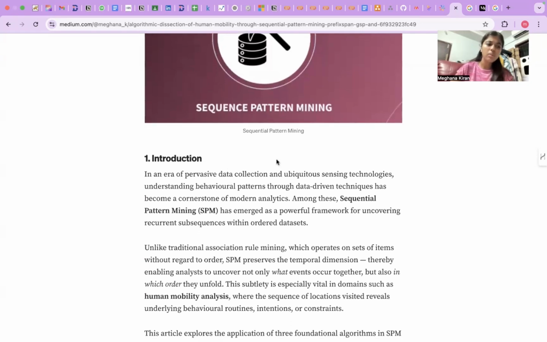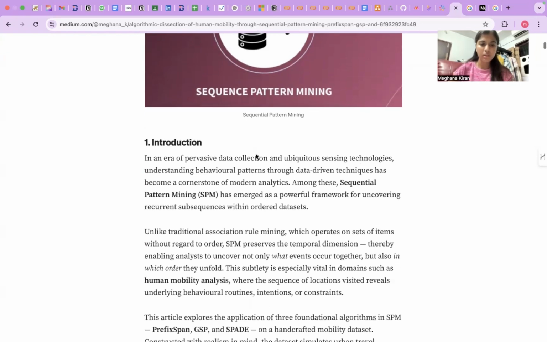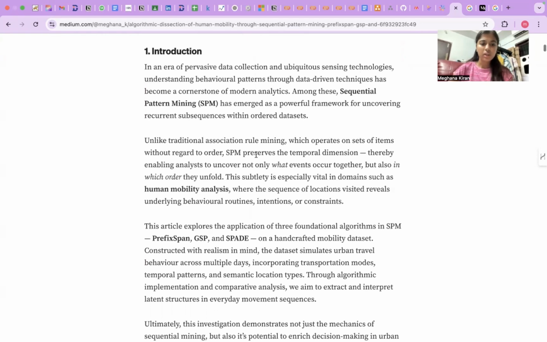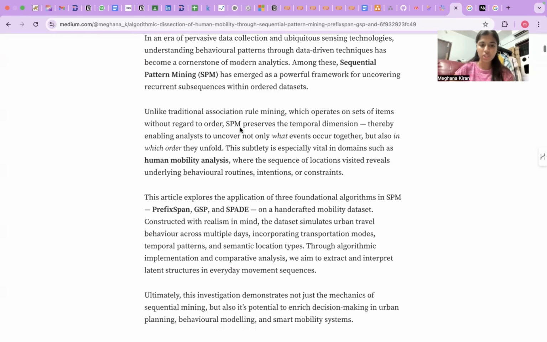Sequential pattern mining is all about finding patterns in how events occur over time. Unlike just frequent item sets, which we use in Apriori or FP-Growth, the order of the events matters in sequential pattern mining, and that's the key. For instance, taking my dataset into consideration, if a person goes from grocery store to restaurant, it is not the same as going from restaurant to grocery store. So, the sequence actually gives meaning, and the context completely changes.